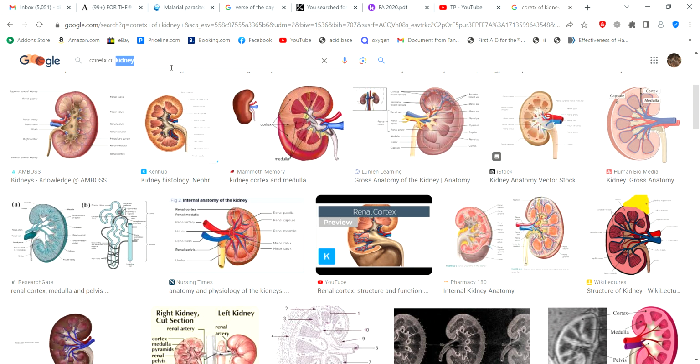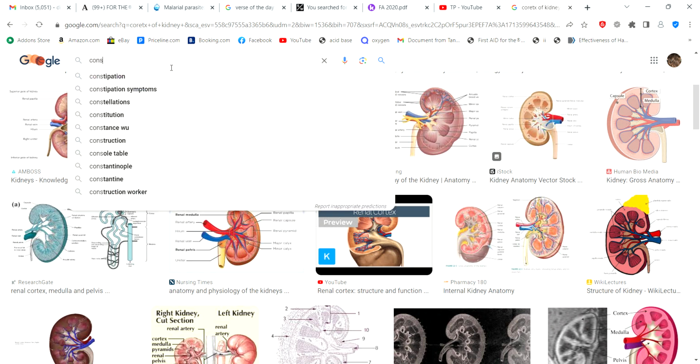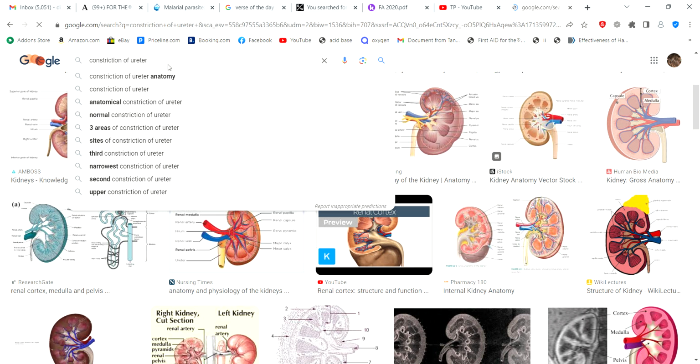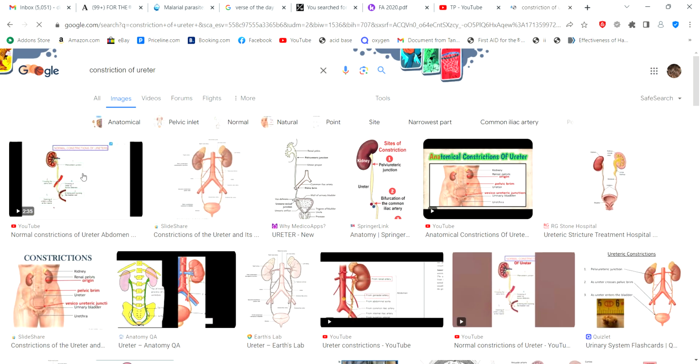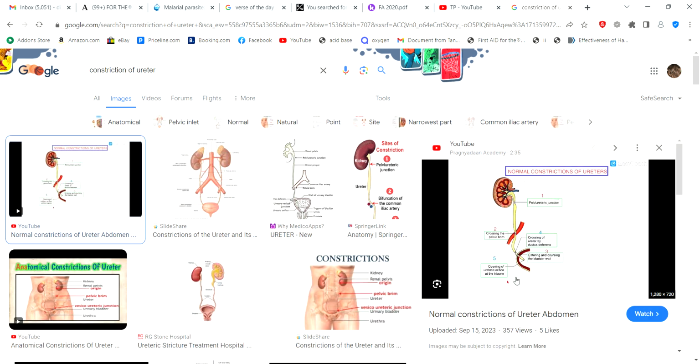Constriction of the ureter. What happens to GFR and filtration fraction? They both go down. This chart is super high yield. Yeah, I can memorize this. Okay, so constriction of the ureter.